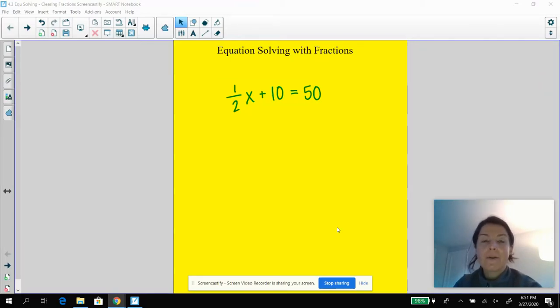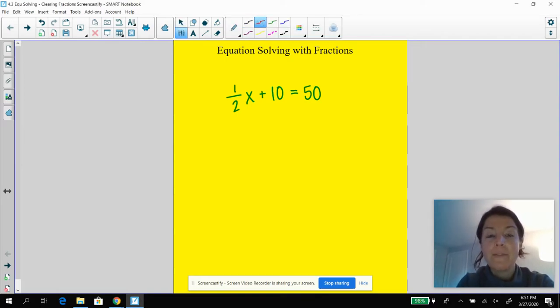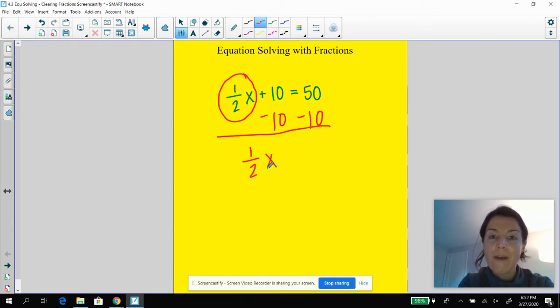So the other day we talked about equation solving with fractions, and we saw some problems like this where we just had to deal with one fraction. So we attacked these kinds of problems the way we've done all of our other ones, where we want to get this variable term alone. So the way we do that is we get rid of whatever is happening to it. So we subtract 10 from both sides. So then we're left with 1/2 x equaling 40. And at this point, I want you to pause the video and go ahead and solve the sucker.